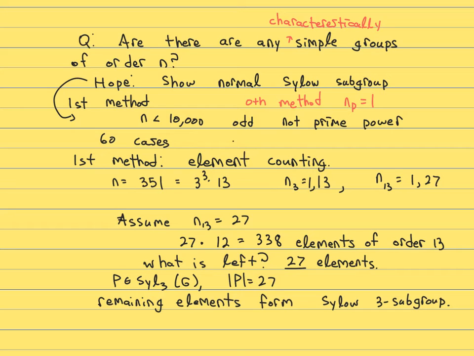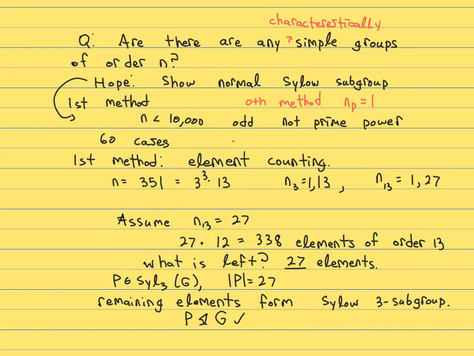Which tells us that this must be the unique Sylow 3 subgroup, because if there was another one, there would have to be 13 more of them, and where are the other elements from the other ones going to come from? They'd have to come from the elements of order 13, but that's not possible. So we actually see that we get a normal subgroup. And otherwise, n sub 13 is 1, and there's a normal subgroup in that case.